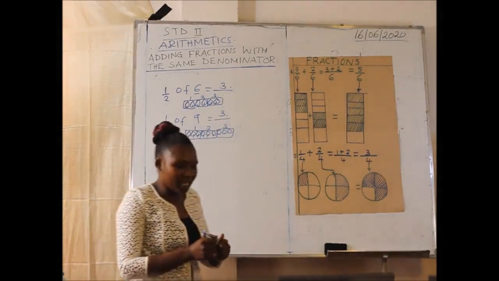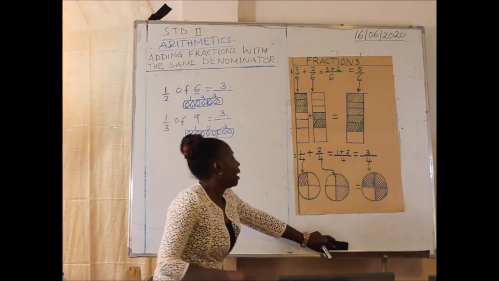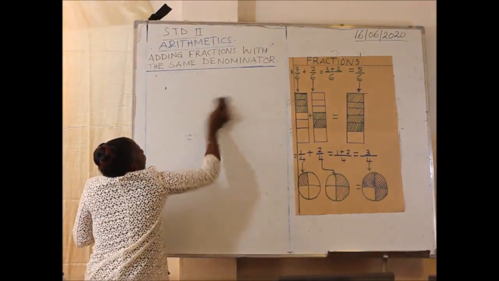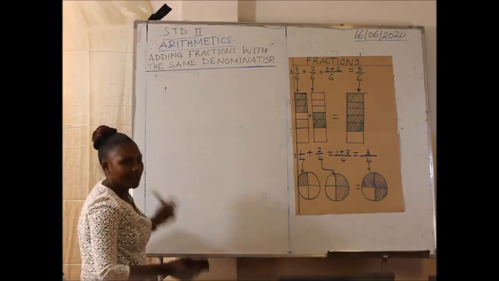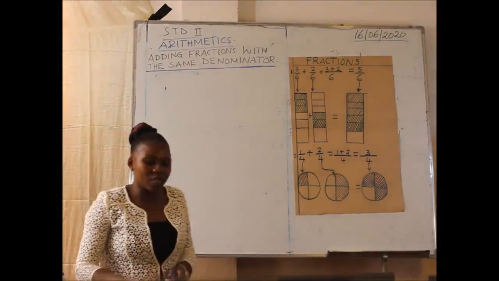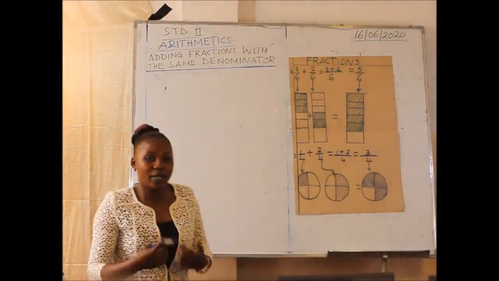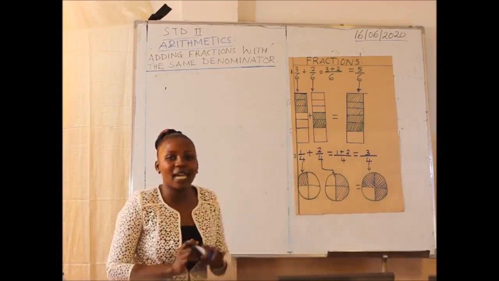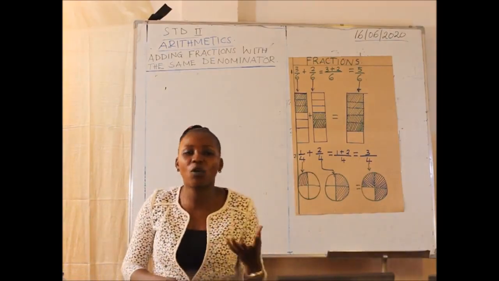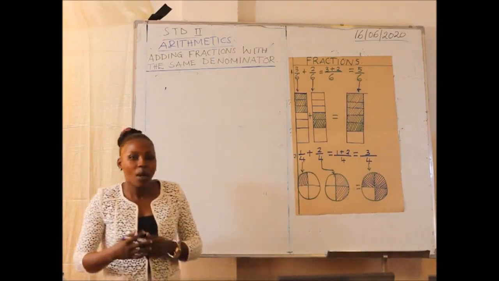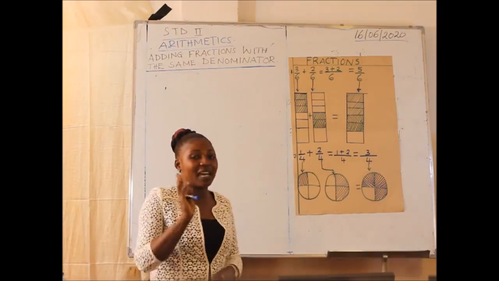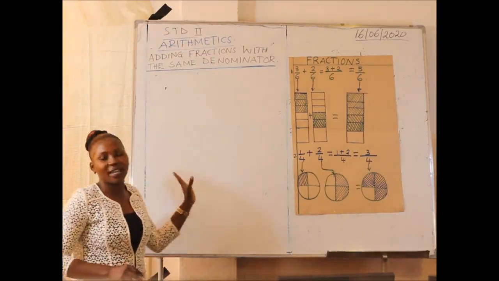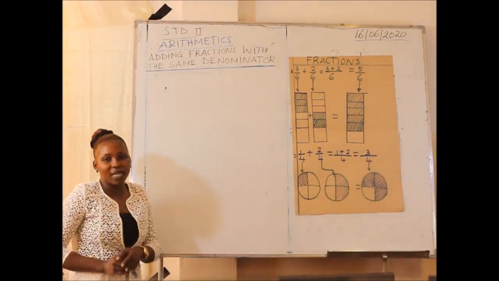Having said that, let's proceed with today's discussion. Today's discussion is about adding fractions with the same denominator. You have to remind yourself that denominator means the total number of equal divided parts. If you have a whole thing and divide it into several parts, you have to make sure that those parts are equal. That is what stands for the denominator.